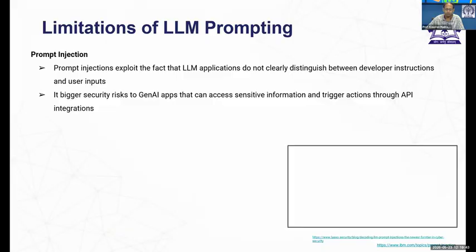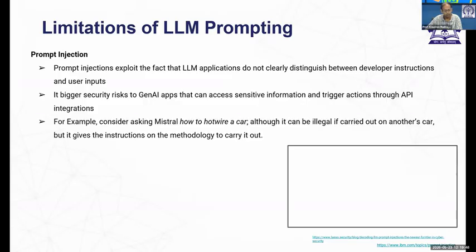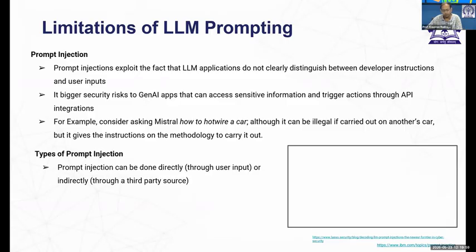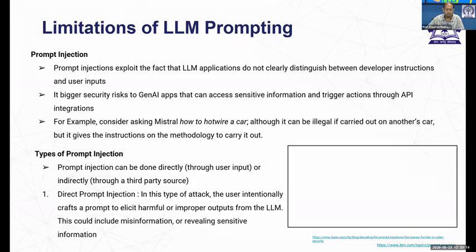It creates bigger security risks for GenAI applications that can access sensitive information and trigger actions through API integrations. If you ask Mistral how to hotwire a car, although it can be illegal if carried out on another person's car, it gives the instructions on the methodology to carry it out. So what are the different prompt injection techniques? One idea is direct prompt injection and indirect prompt injection. That means there are certain things the LLM should not answer, but if I modify my input or the text in a certain way, I can get the response from the LLM. In the direct attack, the user intentionally crafts the prompt to get a harmful or improper output from the LLM.